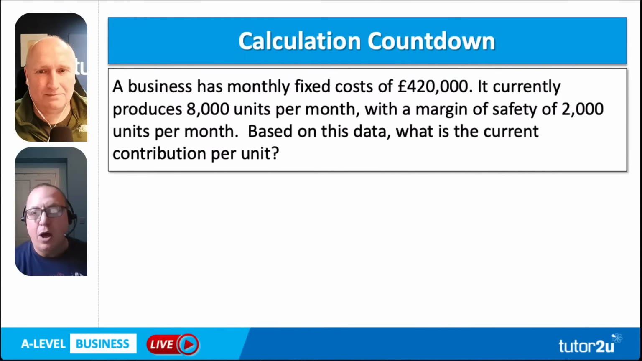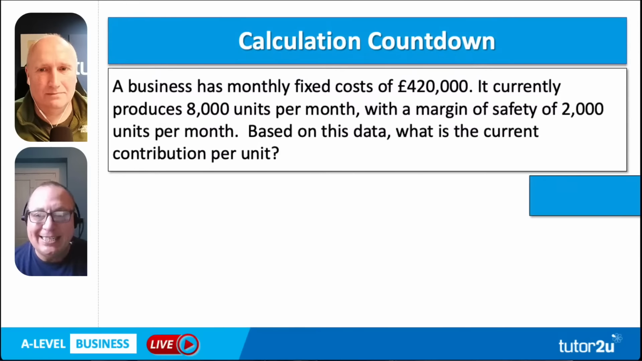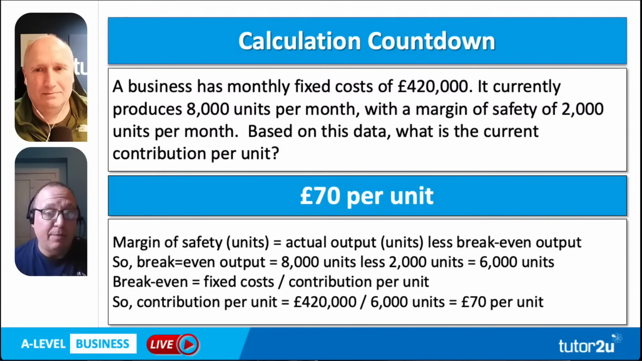So if this was, say, a 4-mark calculation question and you put the right answer but without the pound sign, you're only going to get 3 marks. And if you extrapolate that over your 3 papers, you could lose 20 marks easily. So the answer is indeed £70 per unit.